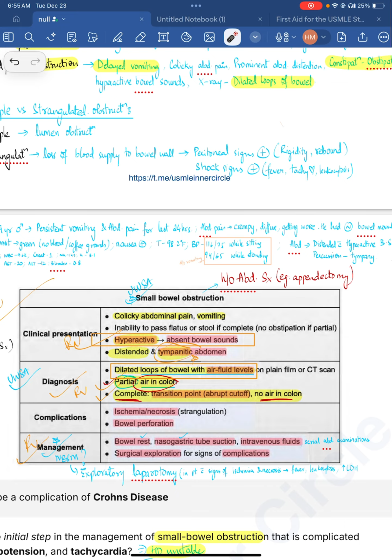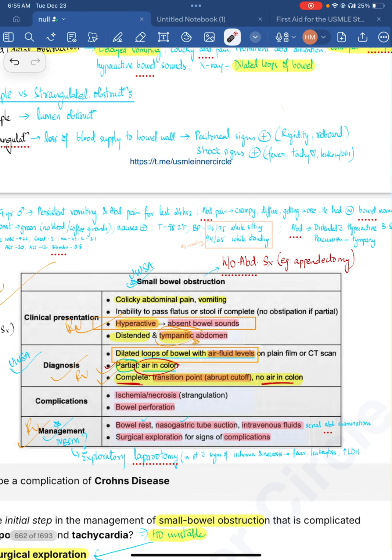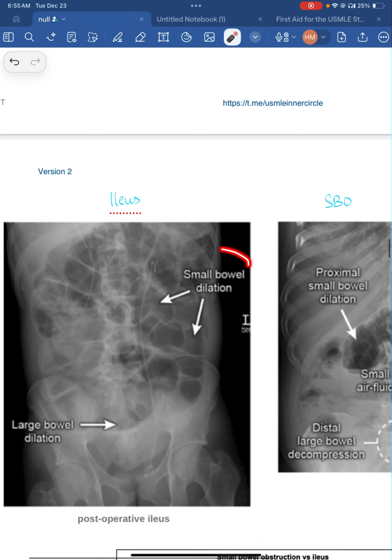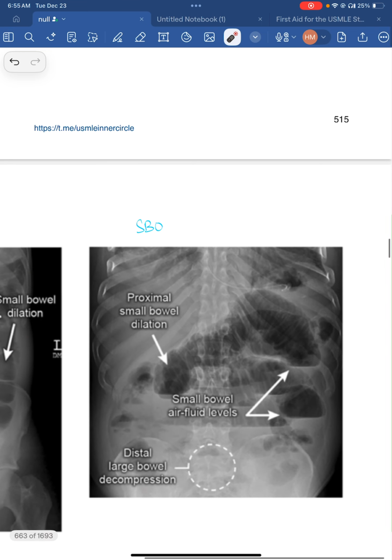Distended and tympanic abdomen. What about the diagnosis? On X-ray, you can see dilated loops of bowel with air fluid levels. This is small bowel dilation, right? The bowels are dilated fully. Here you can see air fluid levels. This is the fluid level and this is the air.